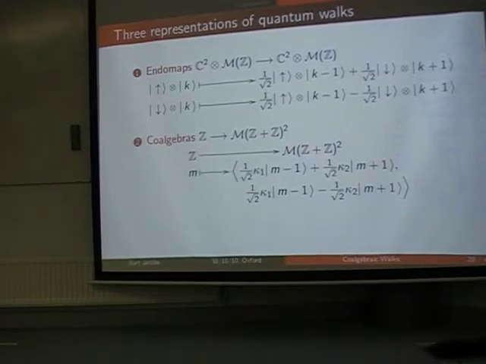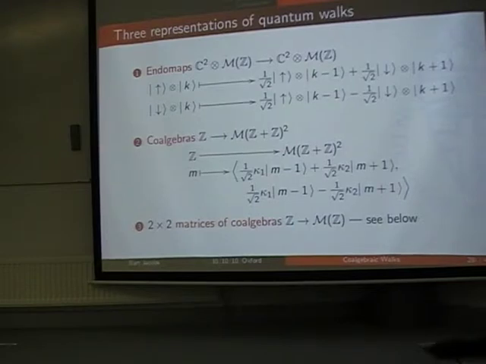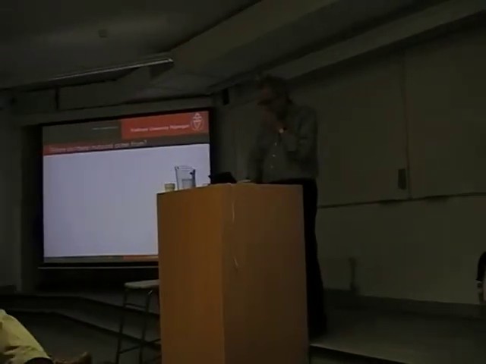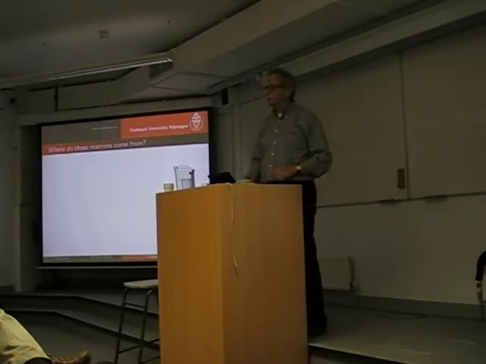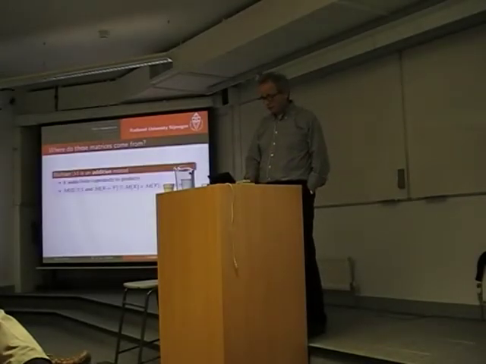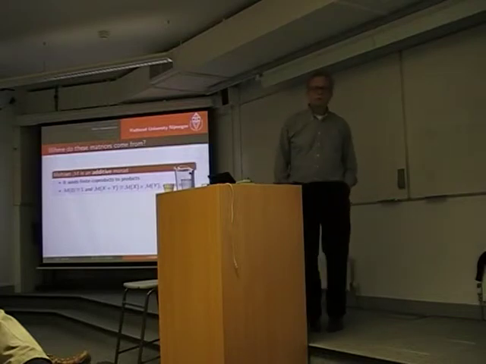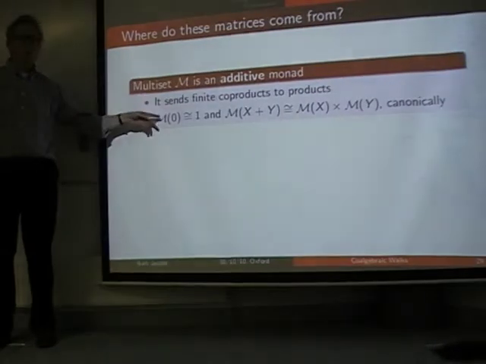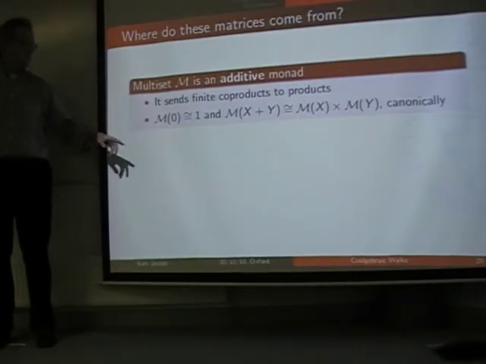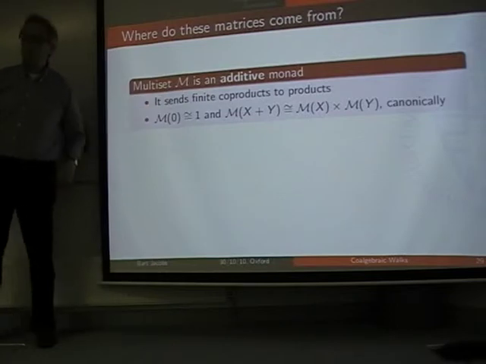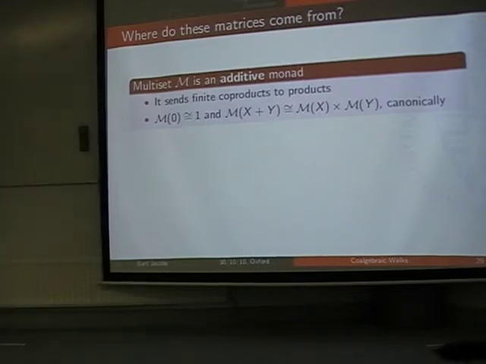Actually, there's a third description, which is as matrices. 2 by 2 matrices over coalgebras. And this is what I'll describe next. Again, this is the next slide which contains some essential technical context. M is an additive monad. Basically, what it says, it sends finite coproducts to products. The power set also does so. So M of 0 is 1 and M of x plus y is mx times my.